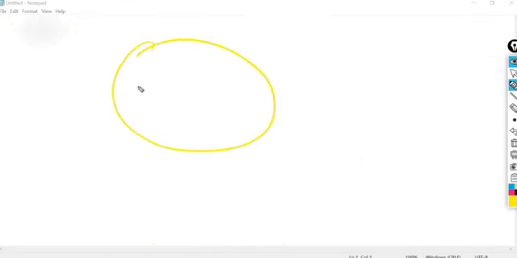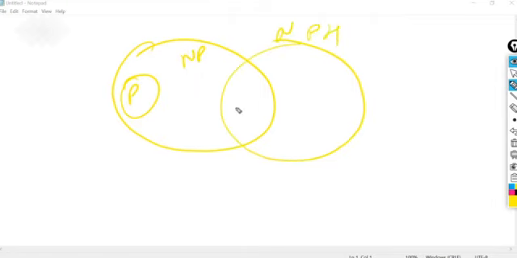If this one is the P class, this one is NP, and this is NP hard, then we can say satisfiability is an NP complete problem because satisfiability also has a non-deterministic algorithm to solve it in polynomial time. If it is solvable in polynomial time and we have the solution for it, a non-deterministic algorithm also, then this particular problem will come under the category of NP complete problems, right? So up to now we know P is a subset of NP.